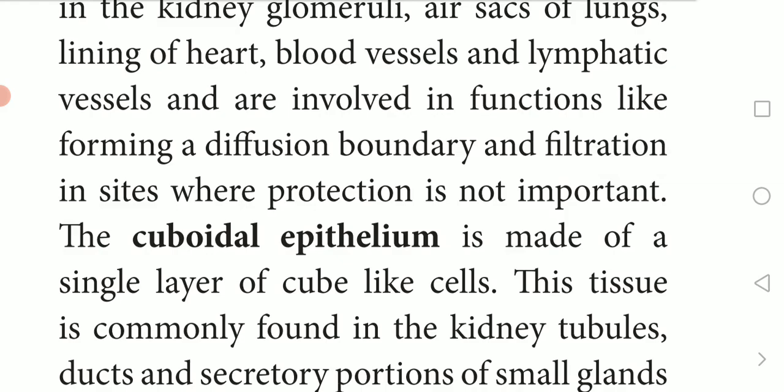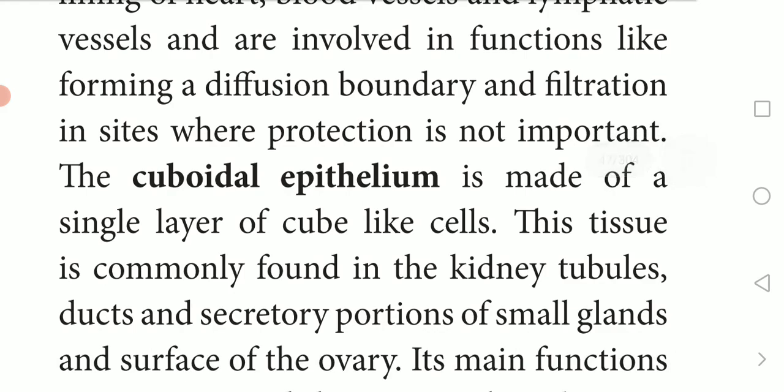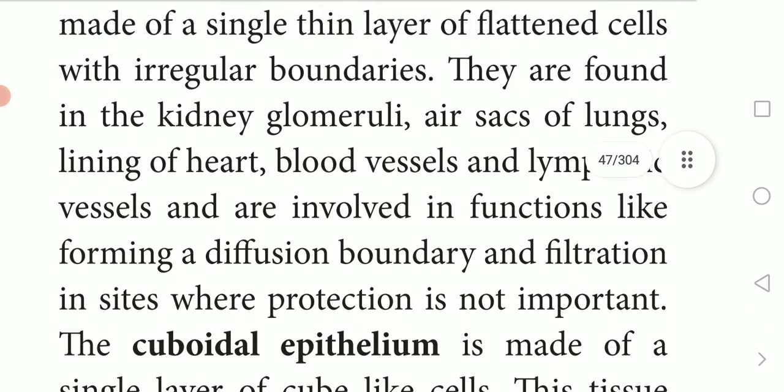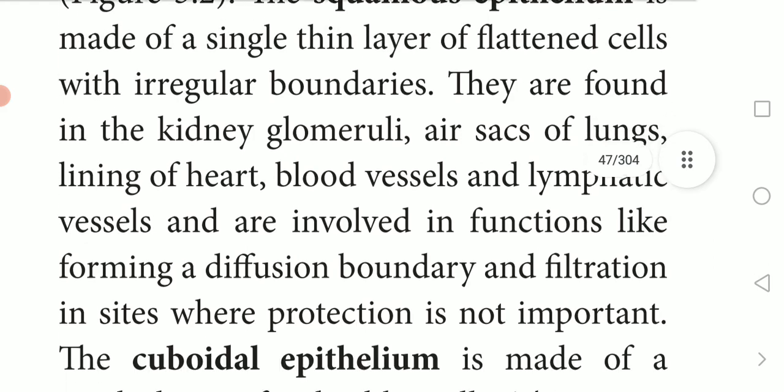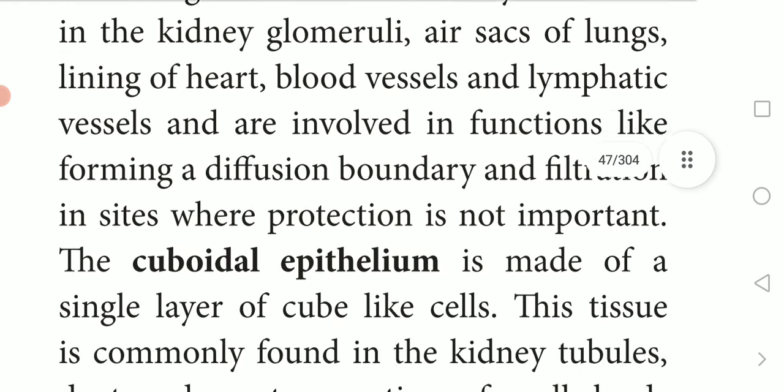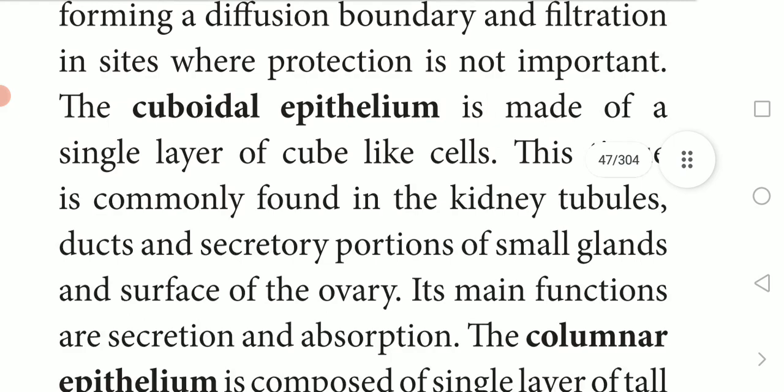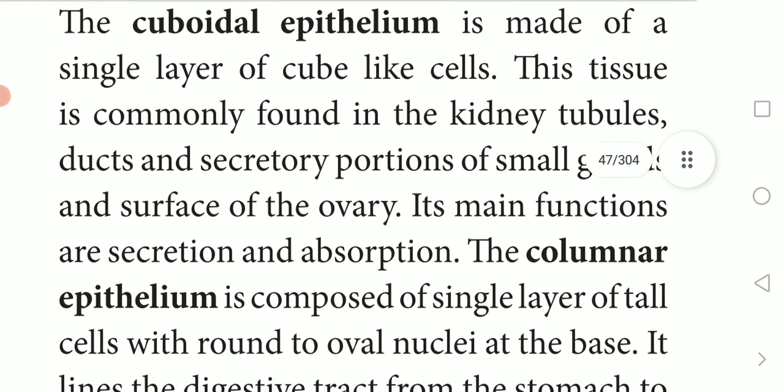The next tissue is the cuboidal epithelial tissue. It has cube-like cells, also in a single layer. These tissues are commonly found in kidney tubules. So squamous epithelium is found in the kidney glomeruli, but cuboidal epithelial cells, also single-layer cube-like structures, are found in the kidney tubules.